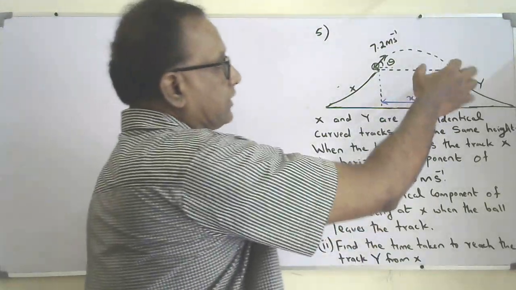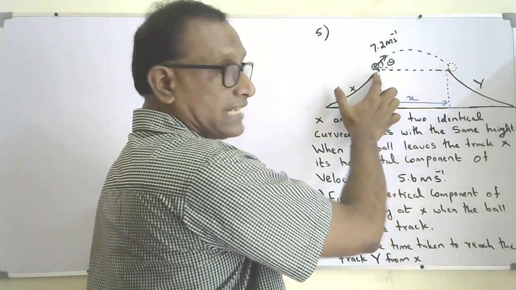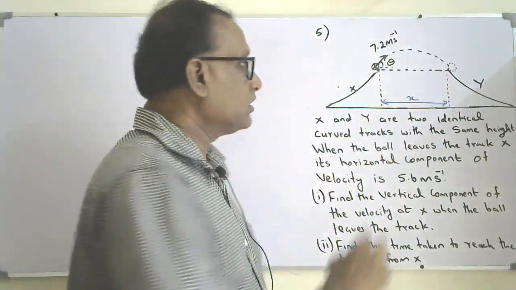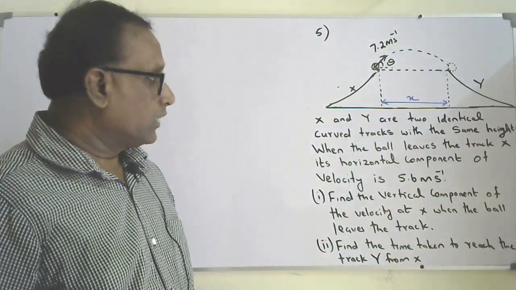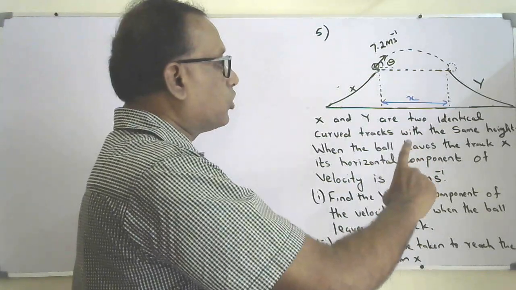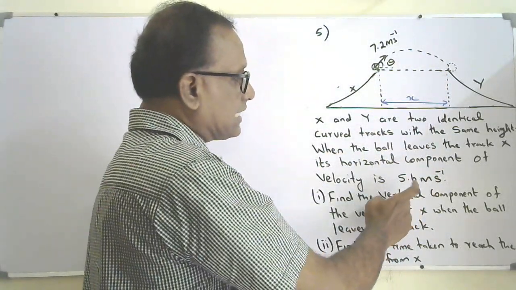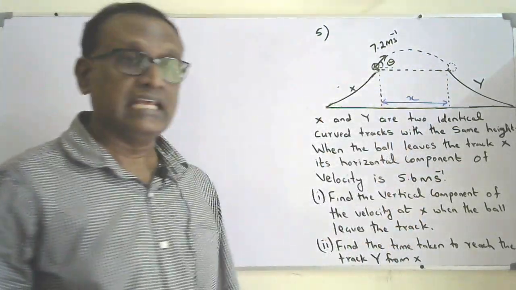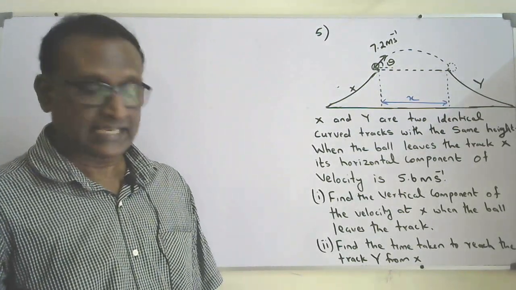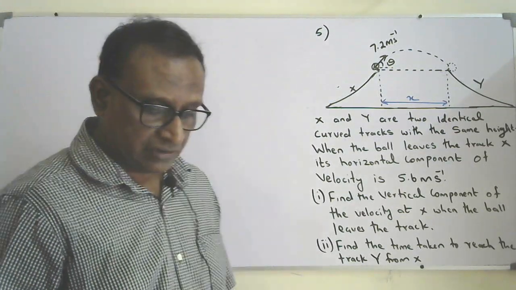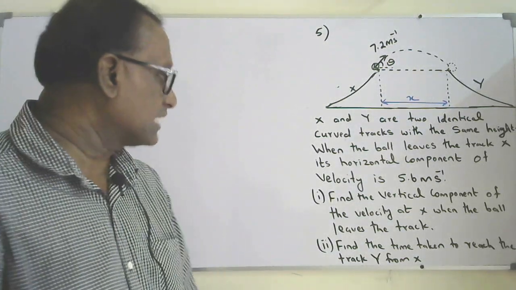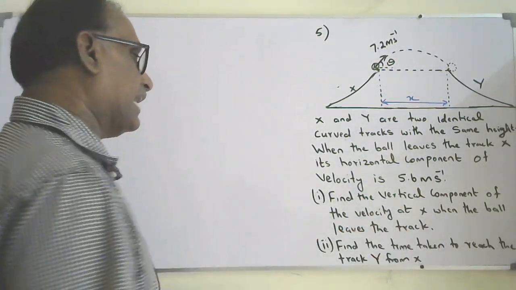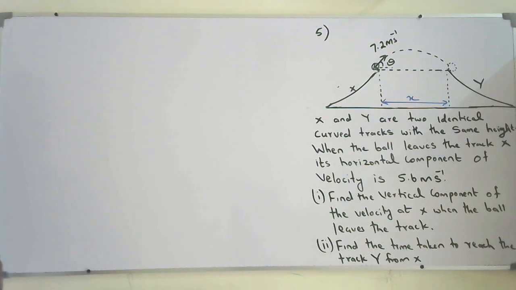The horizontal distance between the edge of X and the edge of Y is x. It is also given that the horizontal component of the velocity is 5.6 meter per second when it is leaving the track X. So the first part: find the vertical component of the velocity at X when the ball leaves the track.